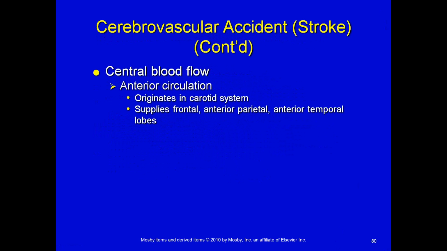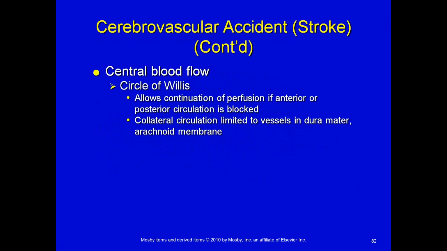It's got central blood flow through the anterior circulation, which originates in the carotid arteries, and it supplies the frontal, the anterior parietal, the anterior temporal lobes. The posterior circulation originates in the vertebral arteries, and it supplies the brainstem, the cerebellum, and the posterior parts of the cerebrum. And the circle of Willis allows a continuation of perfusion if the anterior or posterior circulation is blocked.